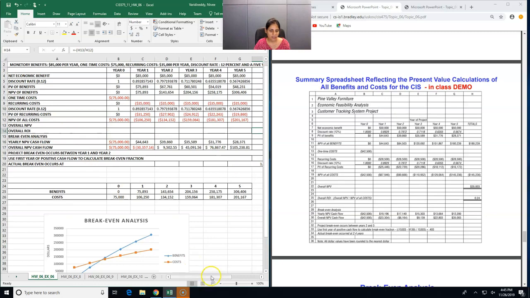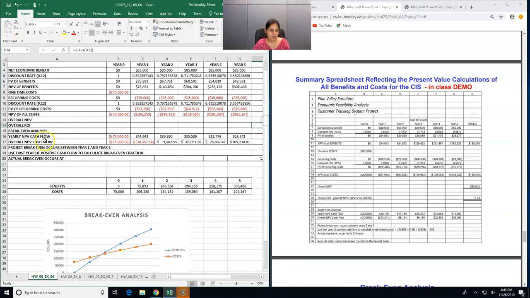Now that we have completed the NPV and ROI calculations, we have to see the break-even analysis. To do that, first we need to calculate the yearly NPV cash flow. Yearly NPV cash flow is nothing but the PV of benefit minus the PV of cost.